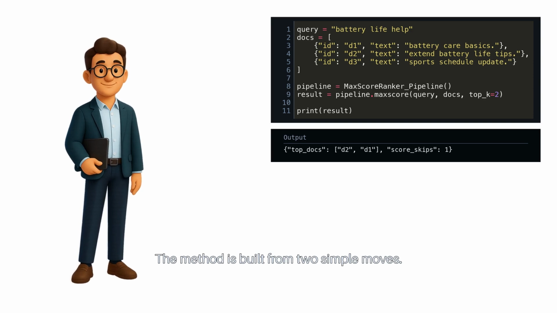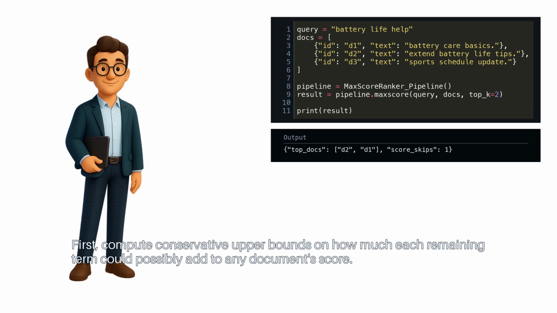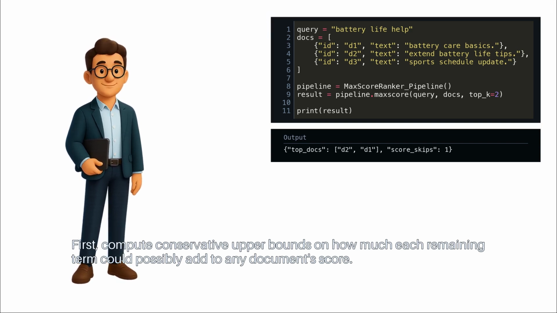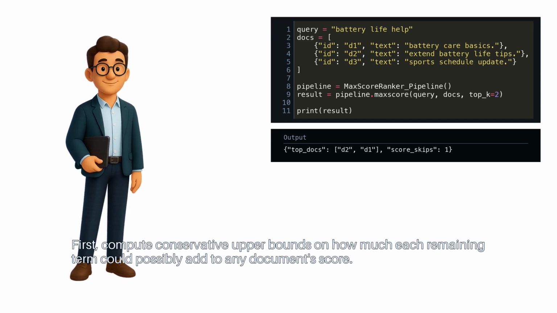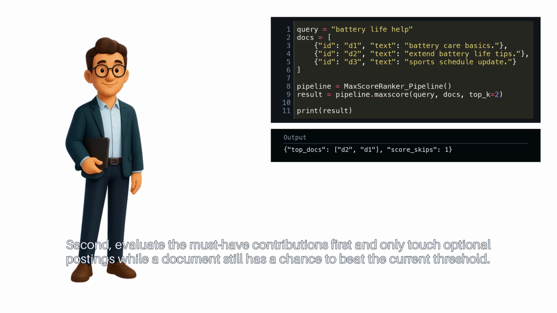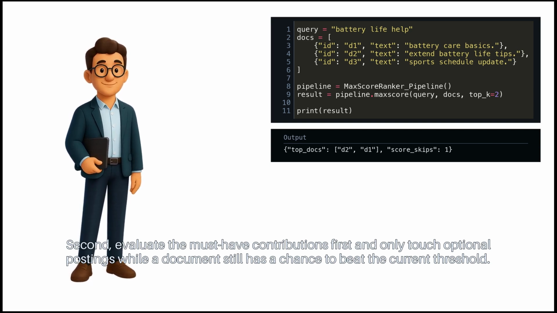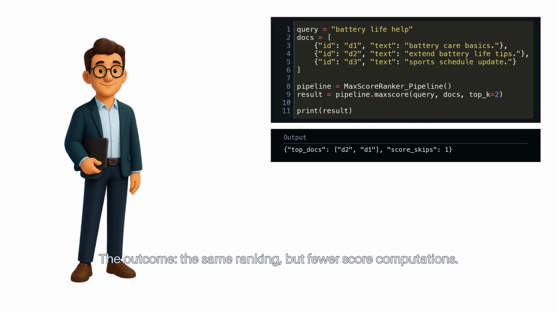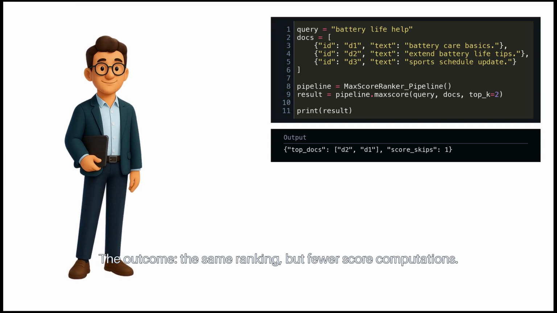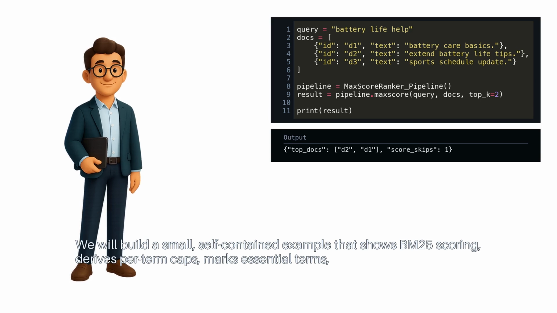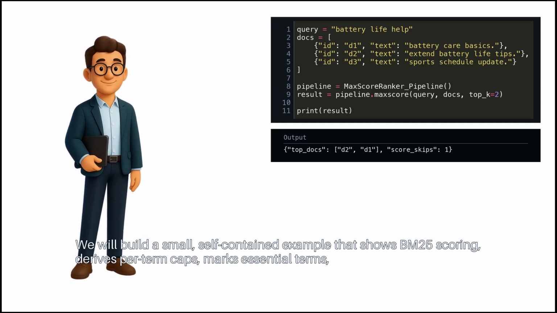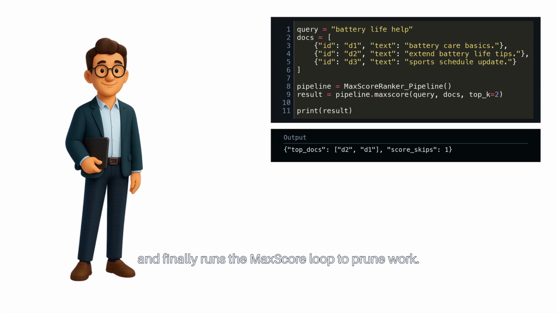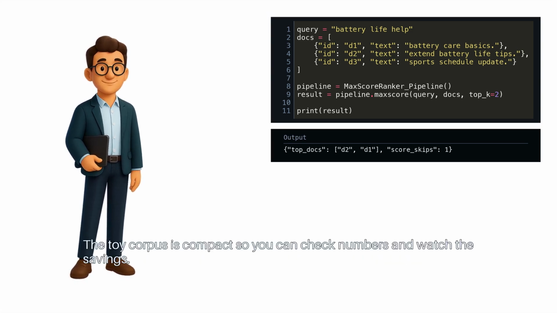The method is built from two simple moves. First, compute conservative upper bounds on how much each remaining term could possibly add to any document score. Second, evaluate the must-have contributions first and only touch optional postings while a document still has a chance to beat the current threshold. The outcome? The same ranking, but fewer score computations. We will build a small, self-contained example that shows BM25 scoring, derives per-term caps, marks essential terms, and finally runs the MaxScore loop to prune work. The toy corpus is compact, so you can check numbers and watch the savings.